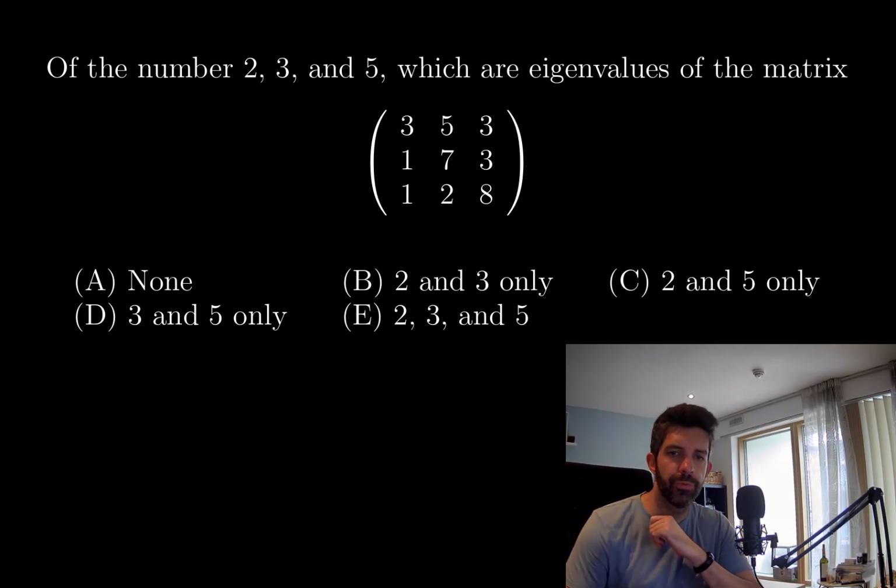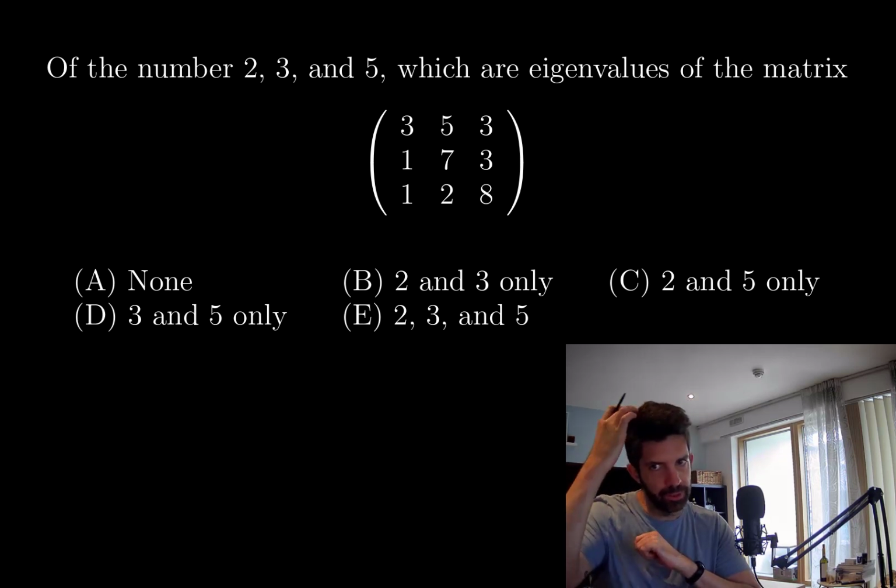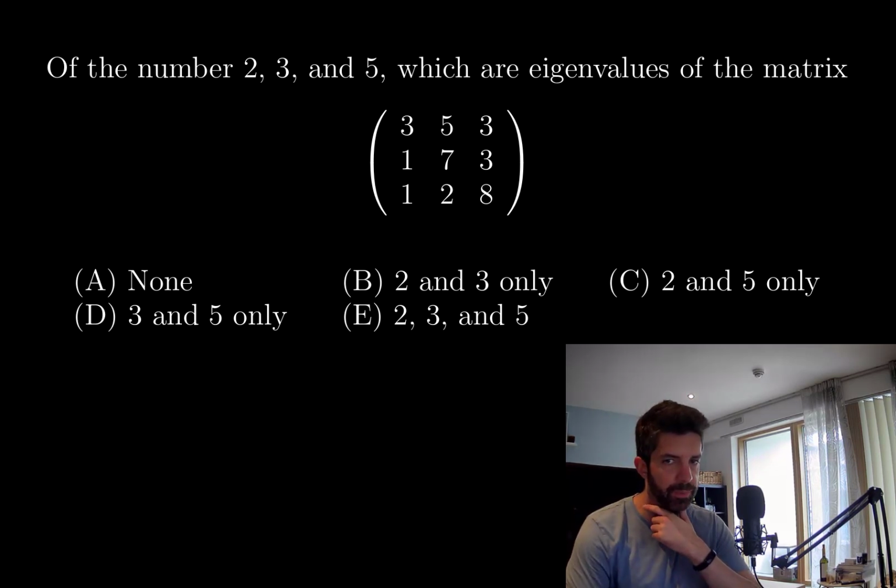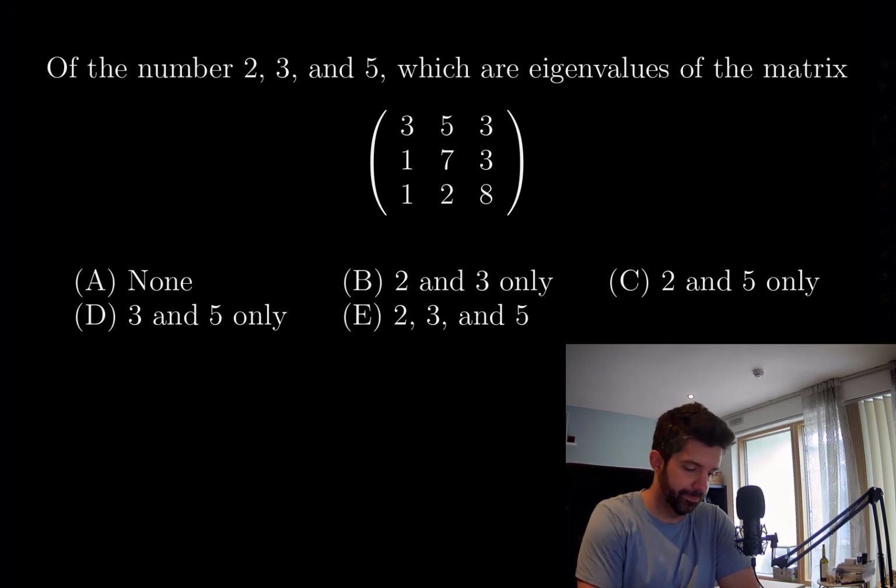Of the numbers 2, 3, and 5, which are eigenvalues of the matrix shown here? Okay, so the way I'm going to go about this is just write out the formula that eigenvalues have to satisfy in terms of determinants of the matrix. And then because we're given the options that we have to choose from, 2, 3, and 5, we can just go ahead and substitute those into the polynomial and see which ones are roots.